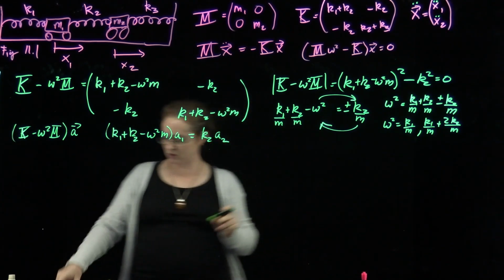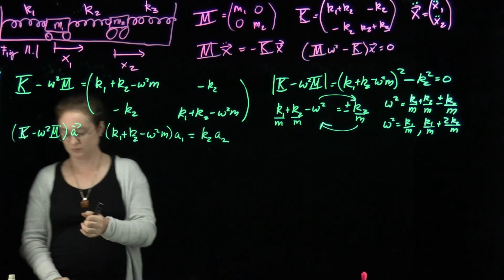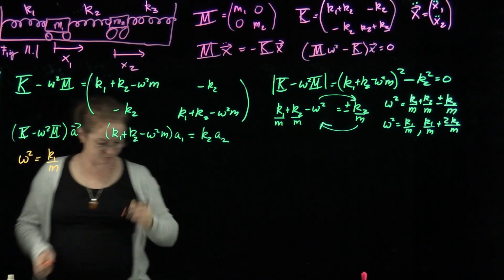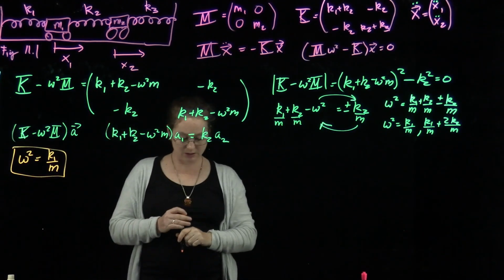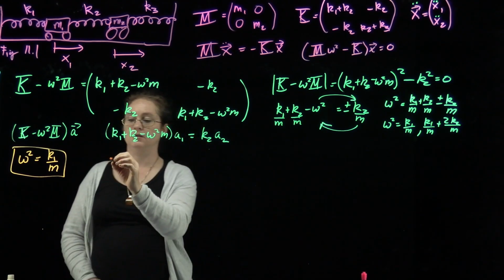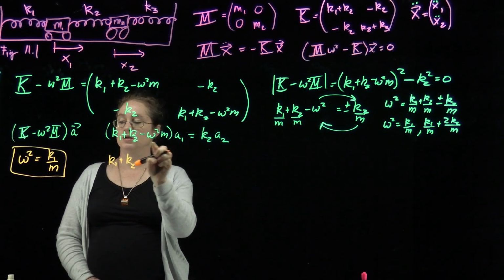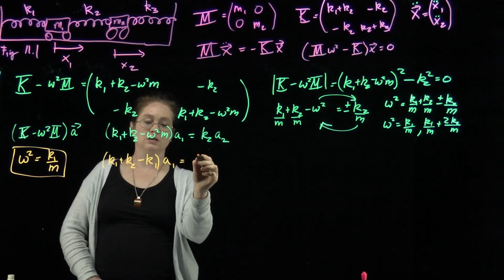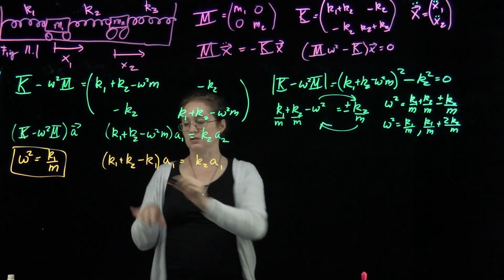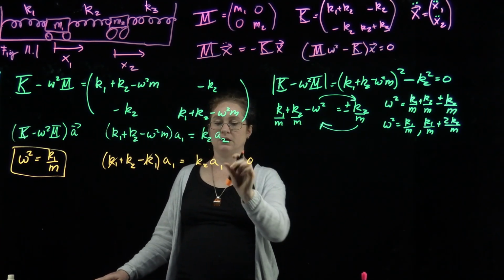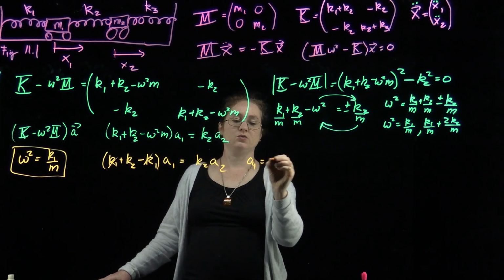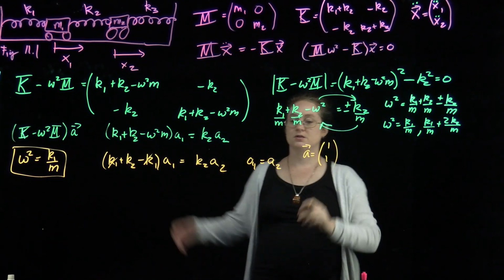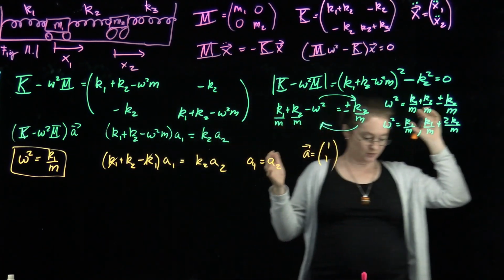So then we will first consider omega squared equals k1 over m. In that case, I get k1 plus k2 minus k1 times A1 equals k2 A2. So these cancel, and I get A1 equals A2, which corresponds to A is (1, 1). So this is the mode where the two masses move in phase together.